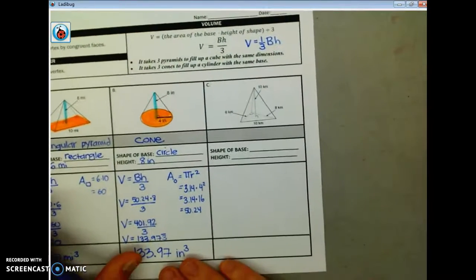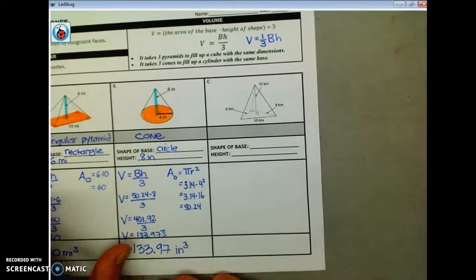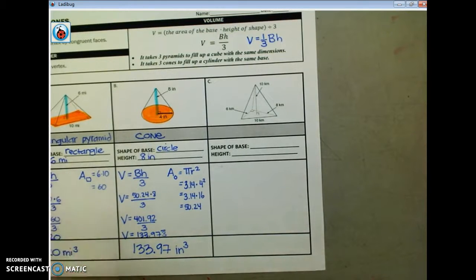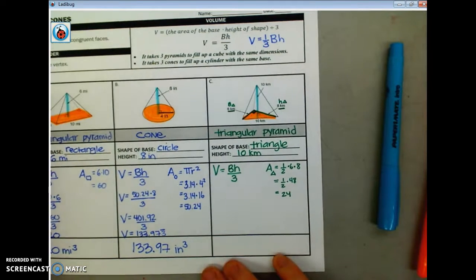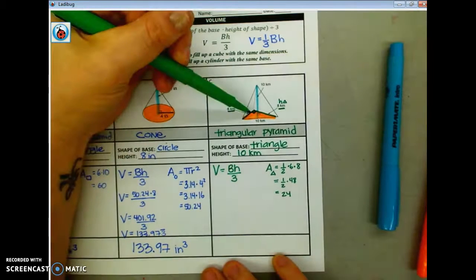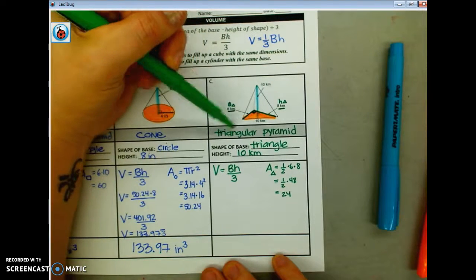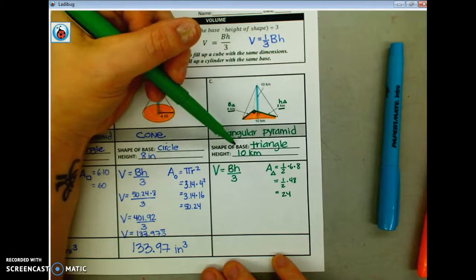Okay, so I'm going to ask that you pause the video and try this one on your own, and when you think you've got it, go ahead and follow along to see if you're right. All right, so I started this off for you to see if you're on the right track. You should have noticed that the base was a triangle, so it's a triangular pyramid. The shape of the base is a triangle.